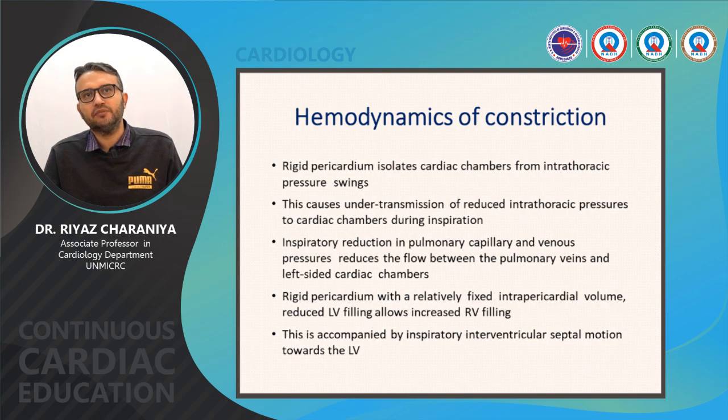So this rigid pericardium isolates the cardiac chambers from the intrathoracic pressure sinks, which I have discussed previously. This causes an under-transmission of those reduced intrathoracic pressures to the cardiac chambers during inspiration, and this inspiratory reduction in the pulmonary capillary and venous pressure reduces the flow between the pulmonary veins and the left-sided cardiac chambers. The rigid pericardium, with its relatively fixed intrapericardial volume, has a reduced LV filling which allows for an increased RV filling. This is accompanied by inspiratory intraventricular septal motion towards the LV.